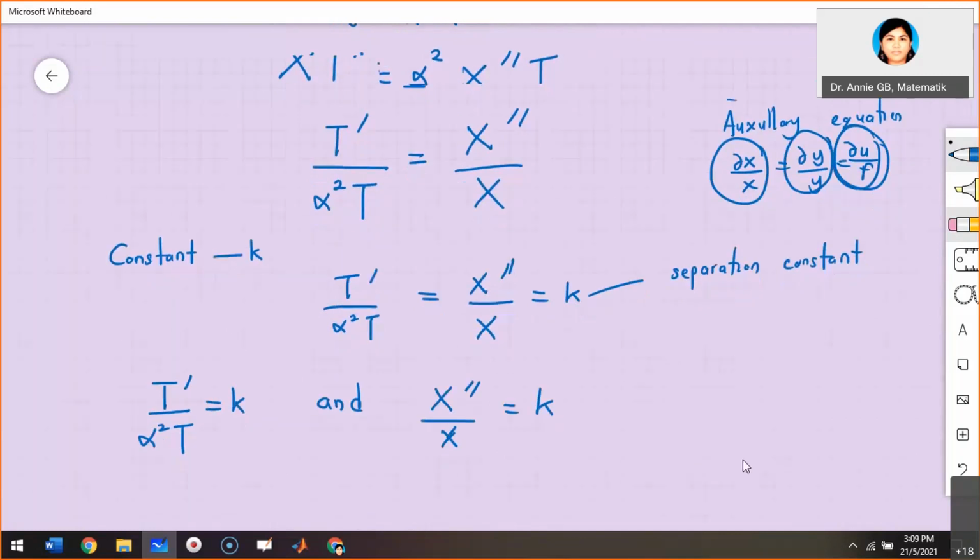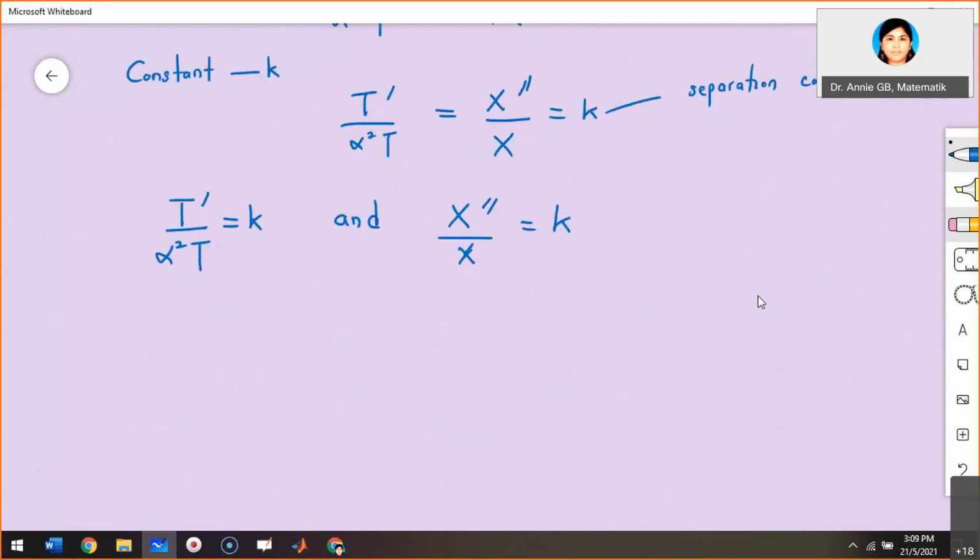Okay, saya boleh simplify lagi. Saya nak tulis, bawa k di belah kiri. We will have, darab dengan alpha squared T kan? Okay, let's do that first. T prime equals to alpha squared kT. Saya bawa darab dia ke belah and then tolak. T prime tolak alpha squared kT equals to 0. Okay, this is first equation.